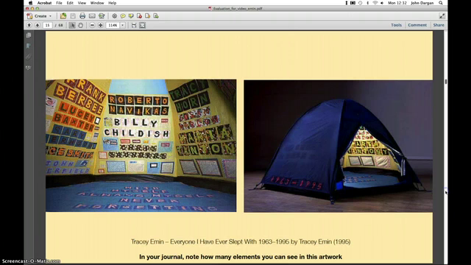Okay, so could you in your journal just take a note of how many visual elements you can see in this artwork? And if you're watching this video, can you pause this video now and make a note of these elements, looking at these two images of the one artwork, in your journal?